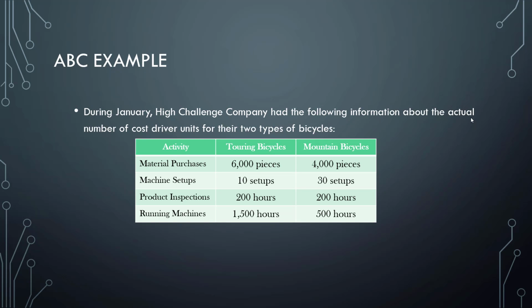For setups, the touring bike is going to require us to do 10 machine setups, while the mountain bike, much more intricate with all of its gears, etc., is going to take 30 setups. Both product lines that we have are going to require 200 hours to inspect, and touring bikes, maybe we're making a lot more of them, requires a significantly greater amount of machine hours during the period. We're estimating it's going to take 1,500 machine hours to make touring bikes and only 500 machine hours to make mountain bikes.